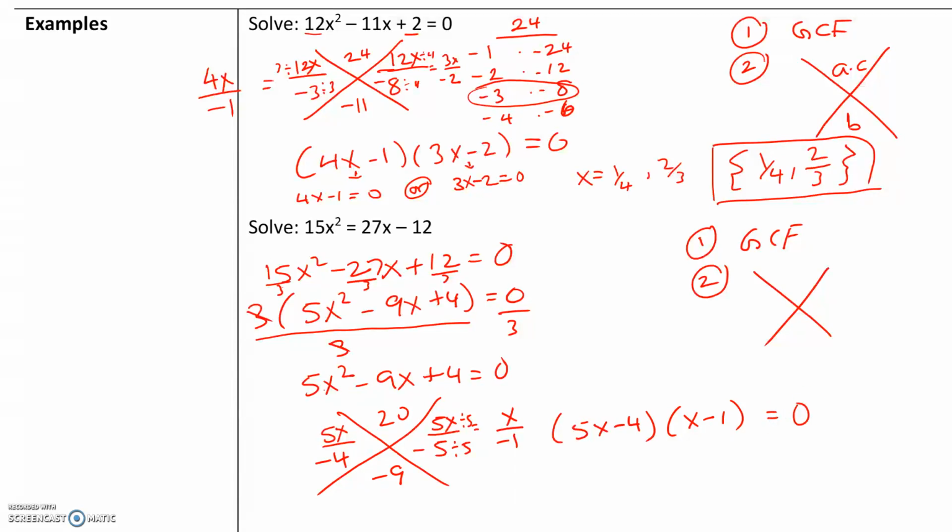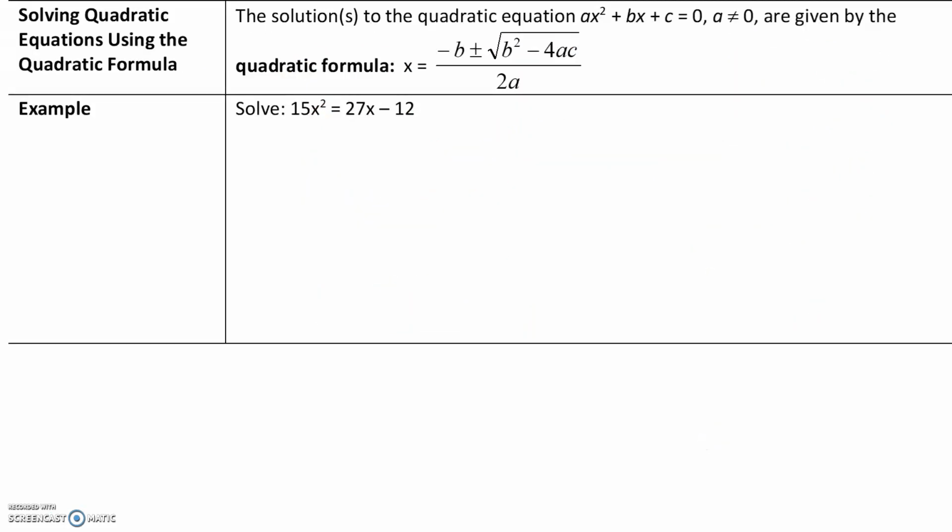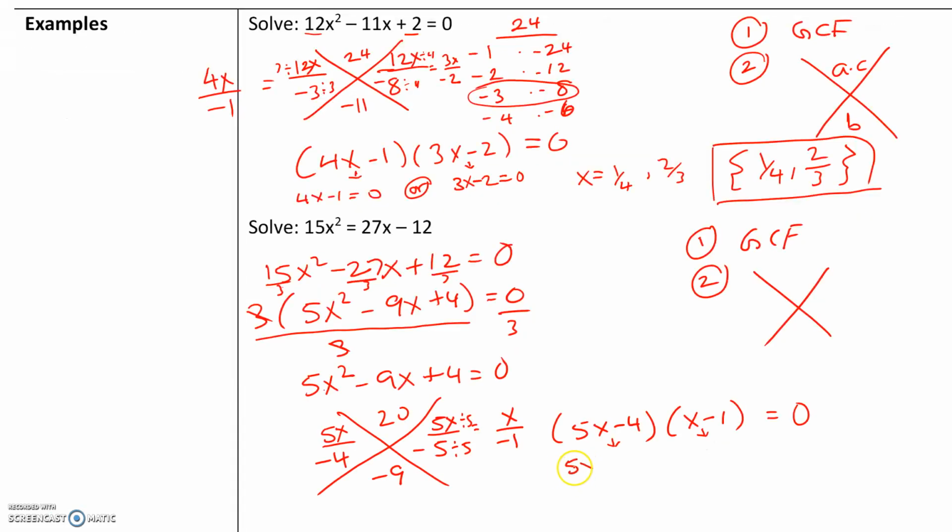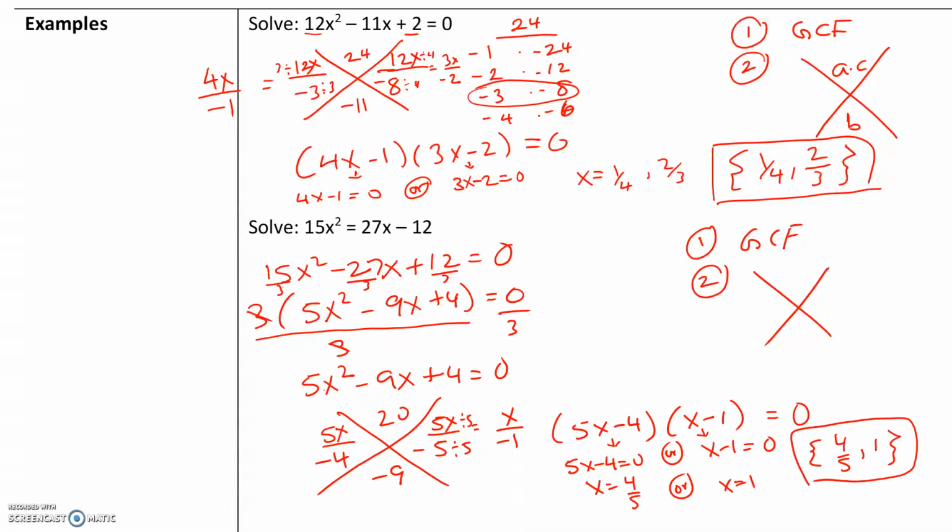You should always do a quick check, by the way. You got 5x squared, -5x and -4x is -9x, so that's good. -4 times -1 is 4, so we factored correctly. Now by the zero product property, if two factors multiply to be 0, then either 5x minus 4 must be 0 or x minus 1 must be 0, which means x must be 4/5 or x must be 1. Okay, and that takes care of solving by factoring.